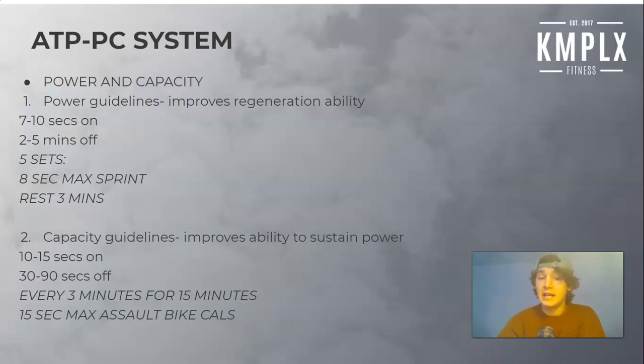So capacity guidelines, this helps improve your ability to sustain power. So it's a little bit longer of bursts. 10 to 15 seconds on, 30 to 90 seconds off. An example workout would be every 3 minutes for 15 minutes, 15 sec max assault bike cals.